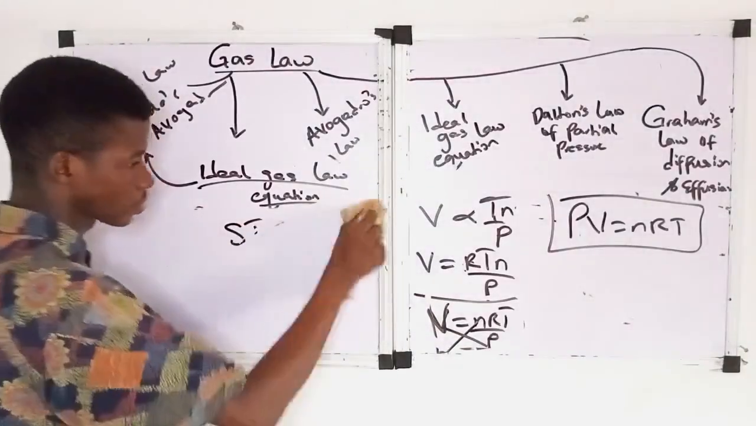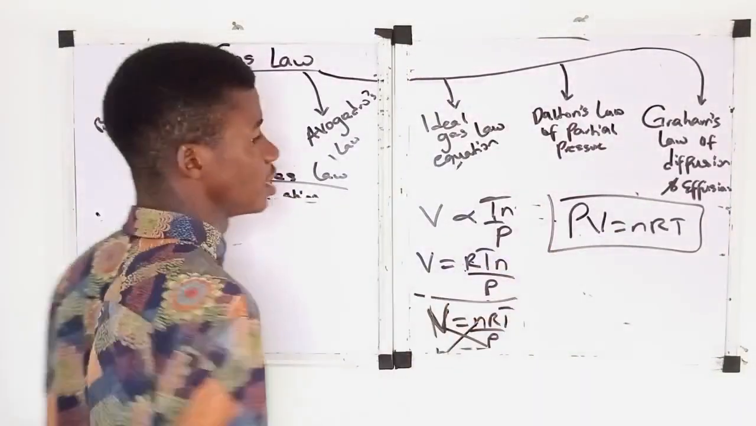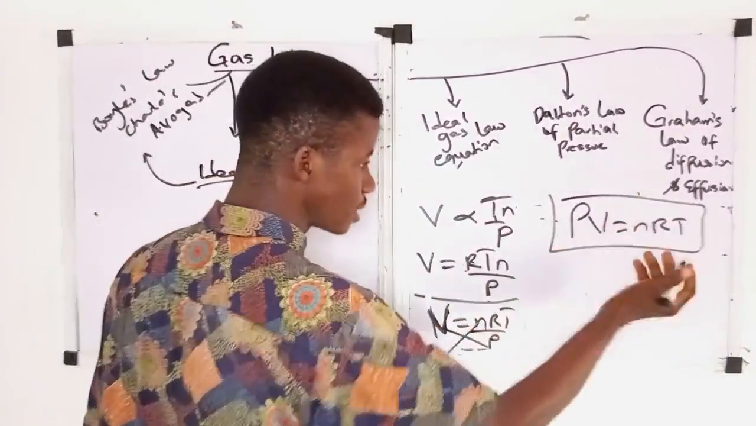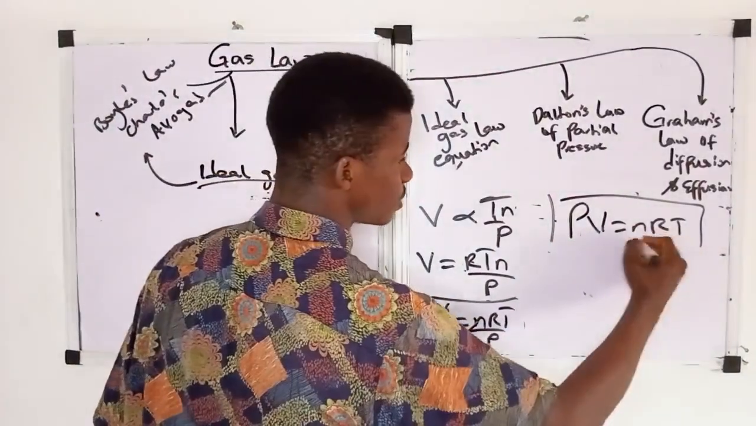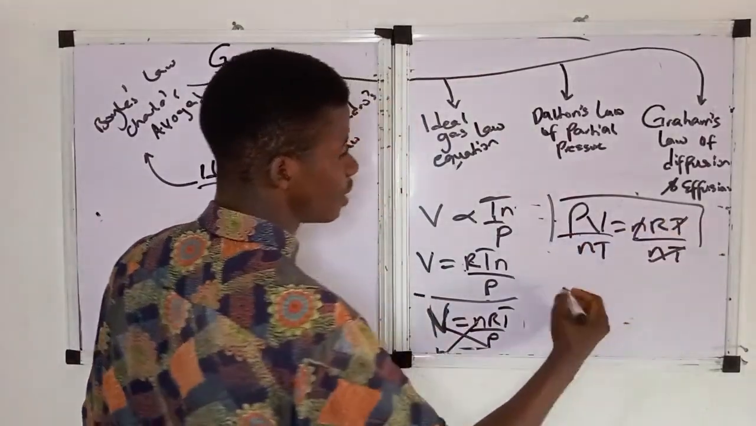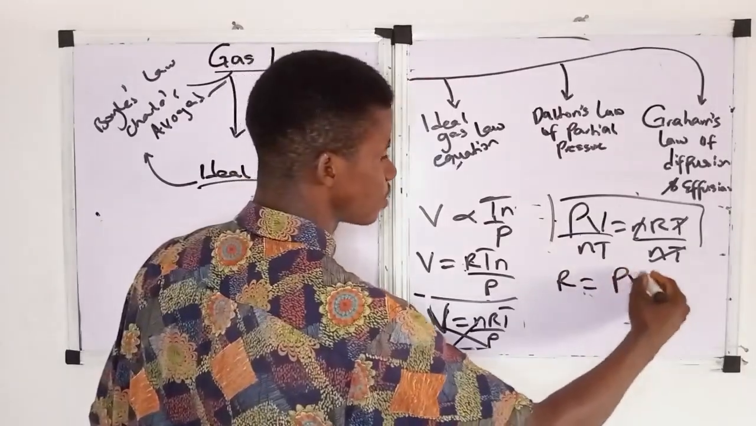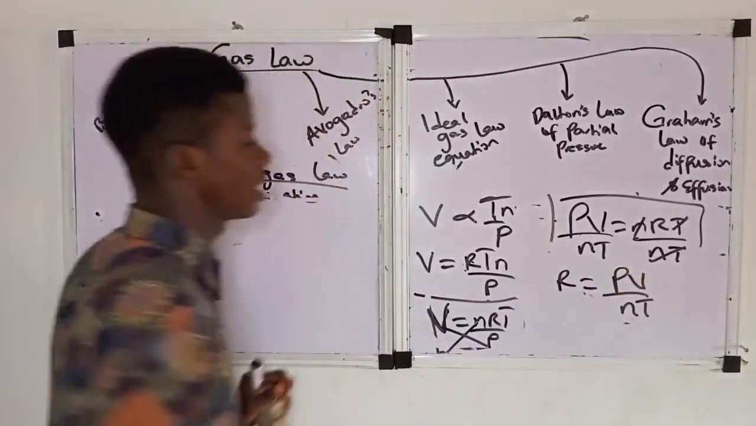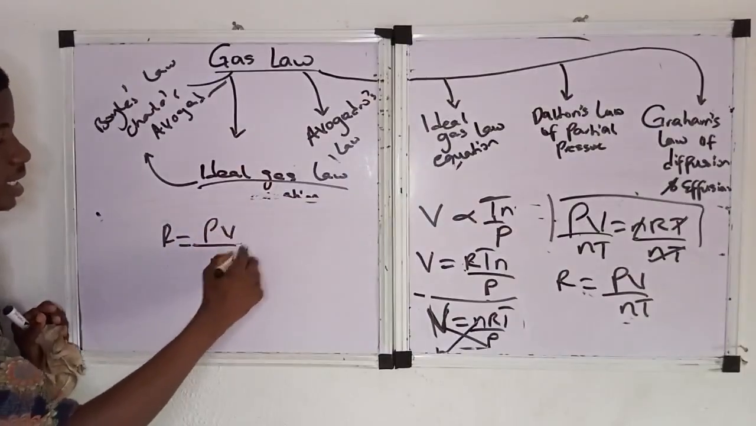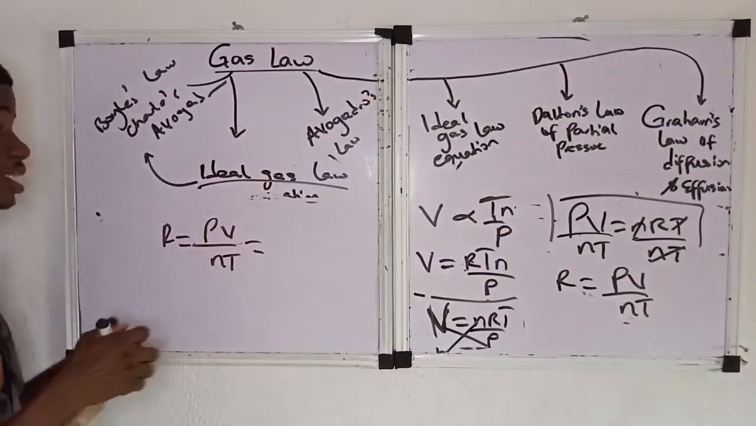Now let's get R. How are we going to get R? Let's make R stand alone first, by dividing both sides by nT. If we divide both sides by nT, we'll be left with R equals PV over nT, right? So R equals PV over nT. Now, pressure. This is very important.